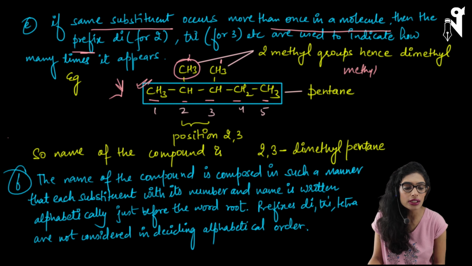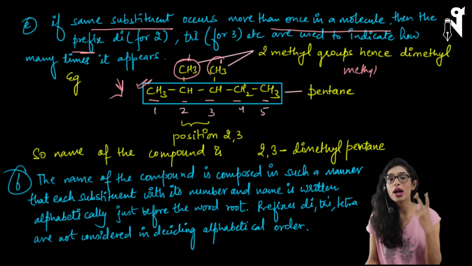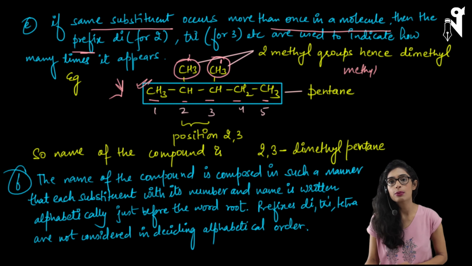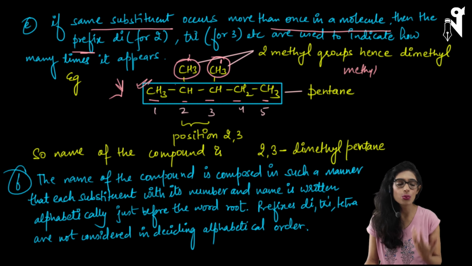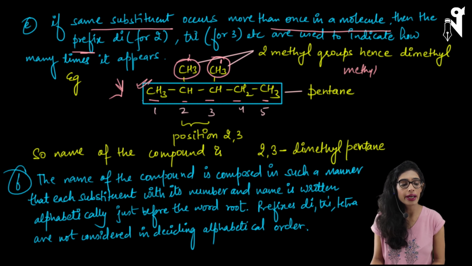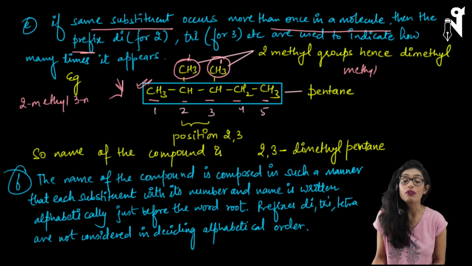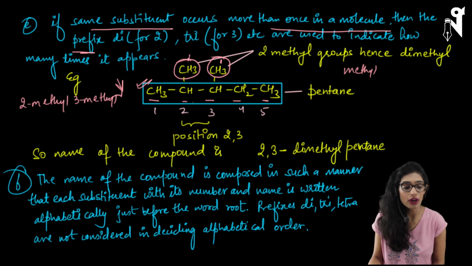The same is the name for this CH3 also, that is methyl. So I have two methyl groups. One is on second position, one is on the third position. It is very long to write the name as 2-methyl and then 3-methyl, and then writing the name of the compound, which will be pentane, because I have 1, 2, 3, 4, 5 carbons, pentane.